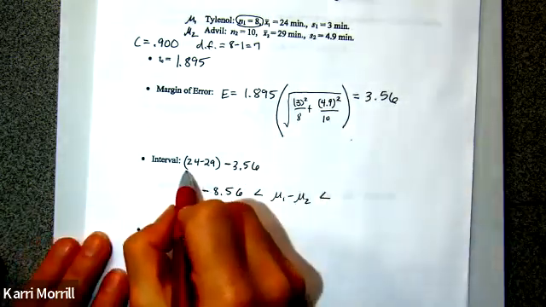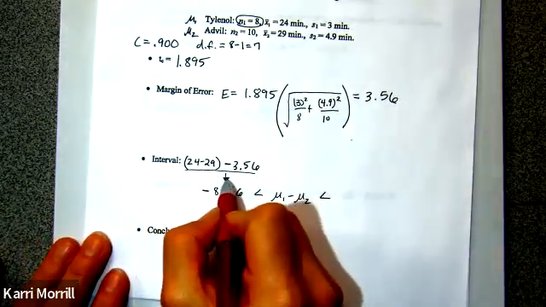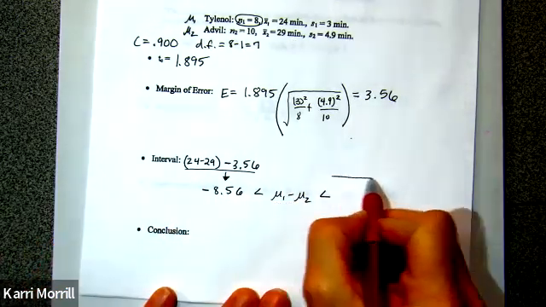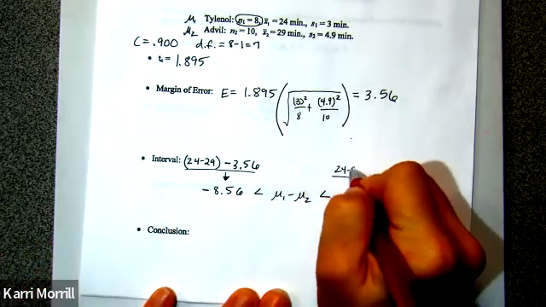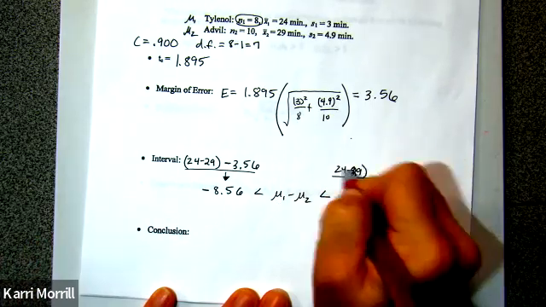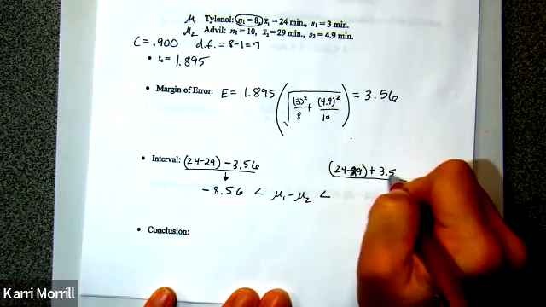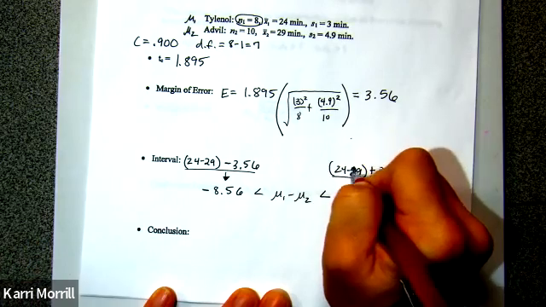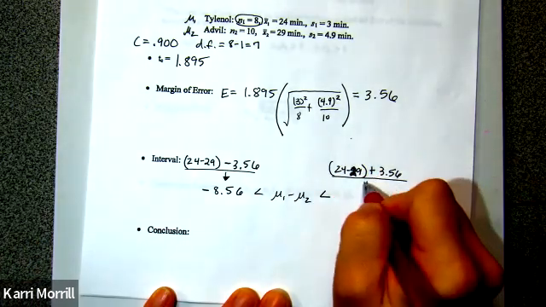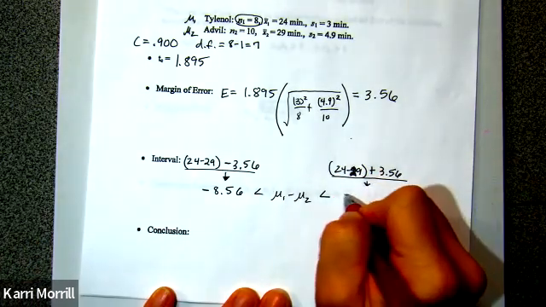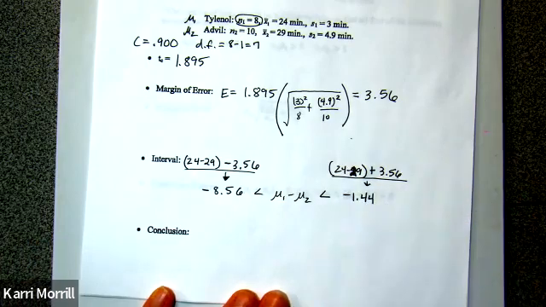So we did all this math right here to get that number there. And so now I'm going to do 24 minus 29, and I'm going to add 3.56. And then when you do that, you're going to get a negative 1.44. So again, what does this mean?